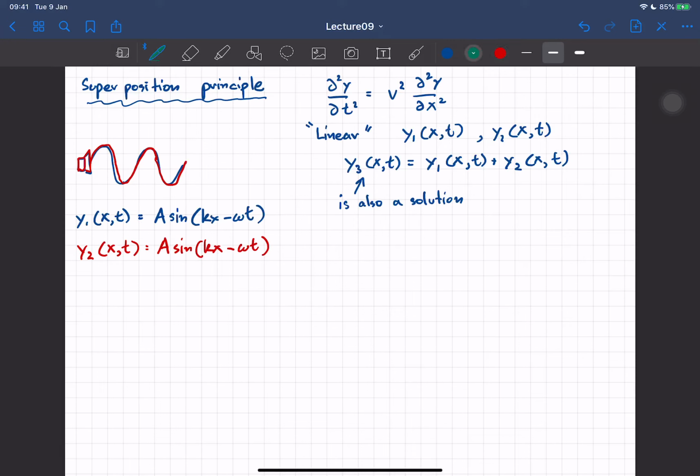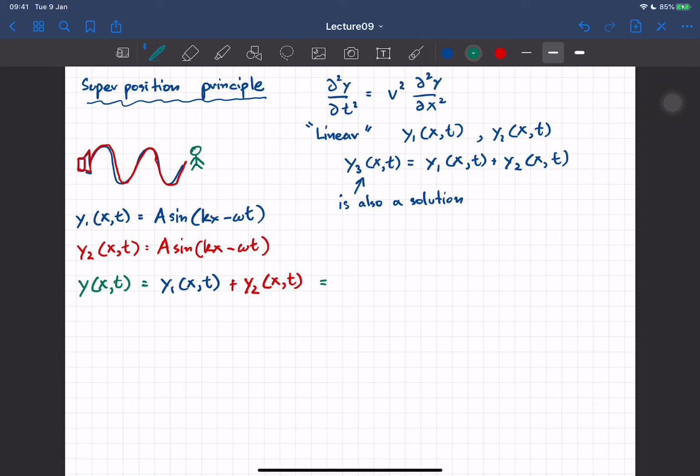So the question is, if we are standing here listening to this wave, what would be the resulting wave? Well, according to the superposition principle, one is a wave, the other one is a wave, so when you add them, it's also a wave. So y, the resulting wave, is just a simple addition of the two. Just take y1 plus y2 like this. That's what we mean by the superposition principle.